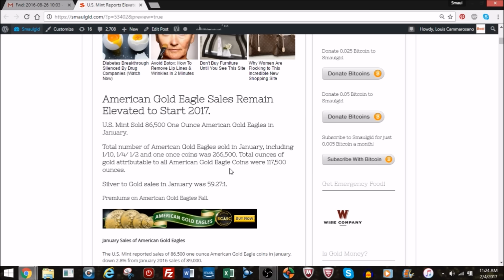The silver to gold sales ratio was 59.27 to 1, which means that the U.S. Mint sold almost 60 times as many American silver eagles as it did 1-ounce American gold eagles. We've got some charts below. We're going to go through the silver to gold sales ratio and also through the gold silver ratio. You'll see some interesting trends there. Premiums on American gold eagles fell in January, as they generally do, as the mint begins to ramp up and ship out the latest batch of American Gold Eagles. We've got a chart on that for you as well.